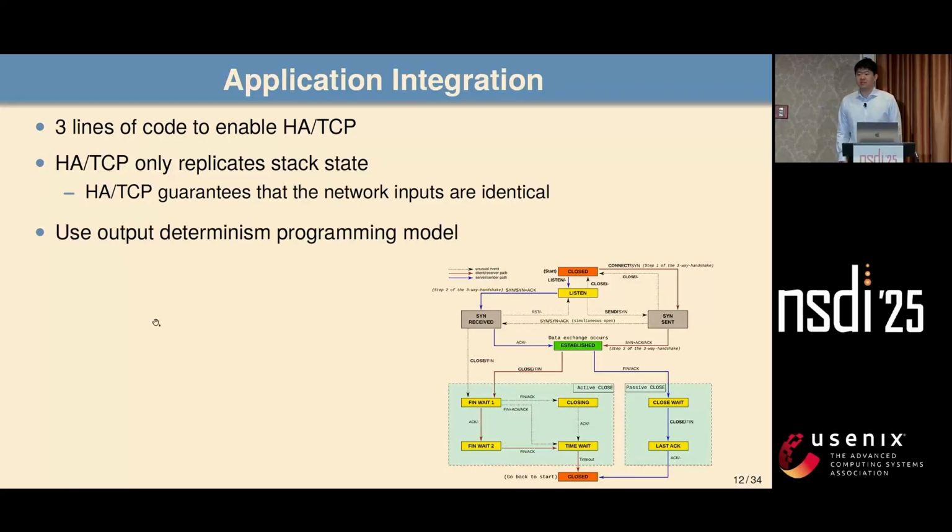To integrate HATCP into your application, you only need 3 lines of code to enable it. HATCP only replicates the network stack state, so it guarantees identical network input. In order to let HATCP work properly, your application has to follow the output determinism programming model, by which, given the same network input, it will always generate the same network output. For all the applications and benchmarks used in our paper, they all follow this programming model. Alternatively, you can also use record replay or a state management system.